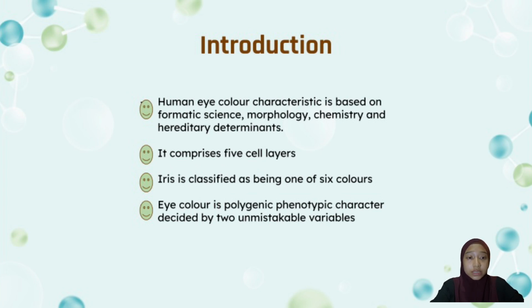Within the brown iris, there is a plenitude of melanocytes and melanin within the front border layer and stroma, whereas within the blue iris, this layer contains exceptionally small melanin.